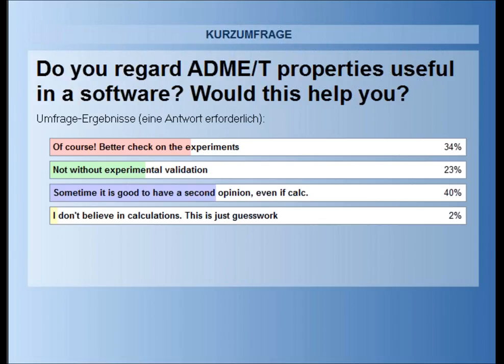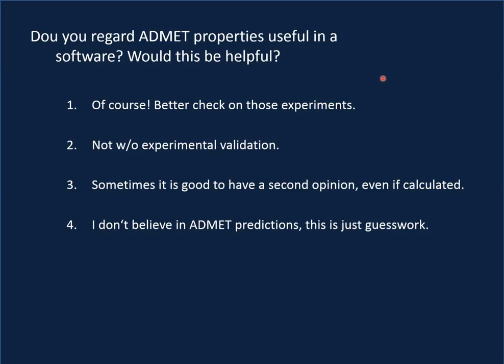Okay, so 40% said that it's good to have a second opinion. So that's obviously very advantageous for the software people here. And 34% actually really are strong believers in calculated properties of molecules. And there are also some healthy skeptics, and the ultra skeptics are only represented with 2% here. Thanks very much. This was for the polls, and I will let Matthias continue with his presentation.